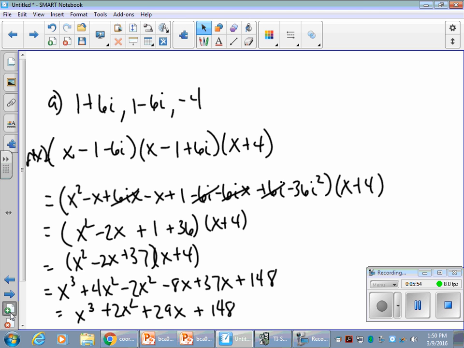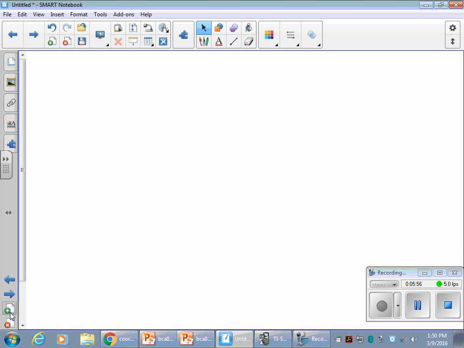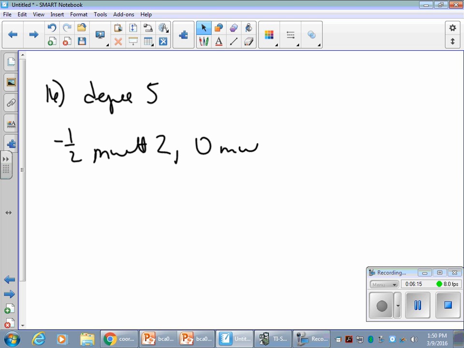Number 15 is they just tell you what the zeros are and they want you to find the polynomial function. So I'll do number 16. It's very similar to number 15. They tell me it's going to have a degree of 5, and they say negative 1/2 is a 0 with multiplicity of 2. 0 has a multiplicity of 1, and 1 is a 0 with a multiplicity of 2.